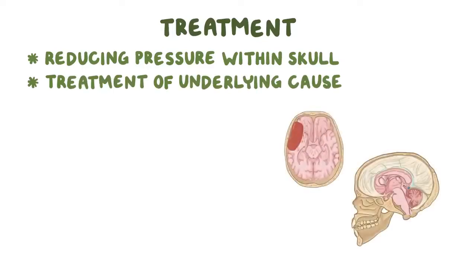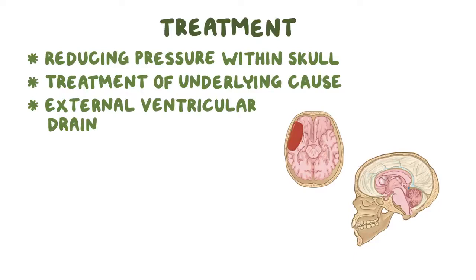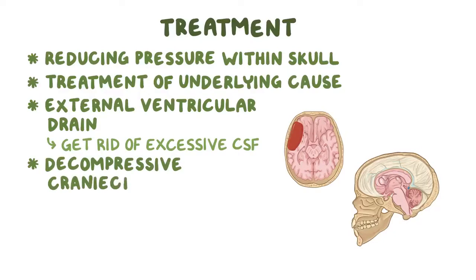Treatment of increased intracranial pressure and brain herniation is aimed at reducing the pressure within the skull. It may include treatment of the underlying cause, such as surgical removal of a tumor, abscess, or hematoma. Furthermore, it may include external ventricular drain, which requires a placement of a drain through a hole in the skull to get rid of excessive cerebrospinal fluid, or decompressive craniectomy, which is where a part of the skull is removed to help relieve the pressure.